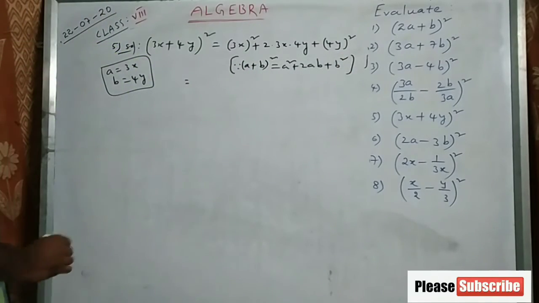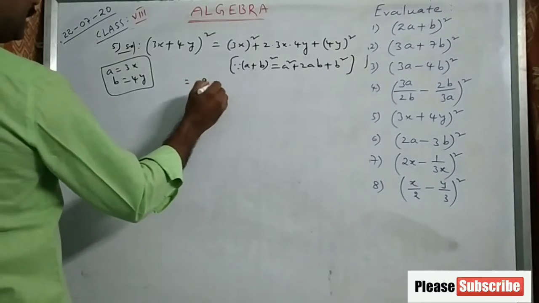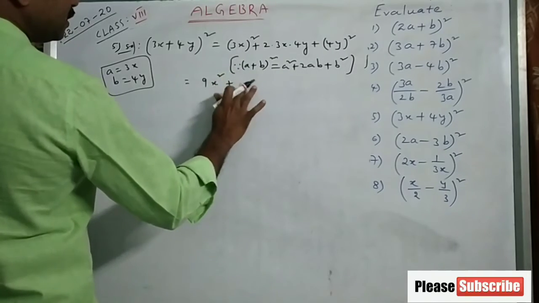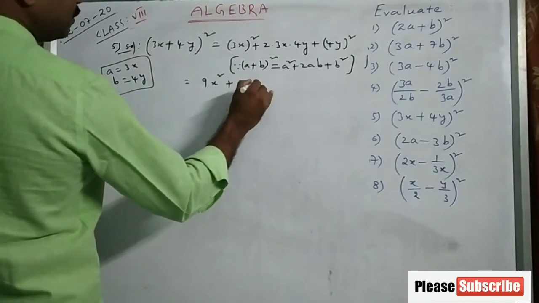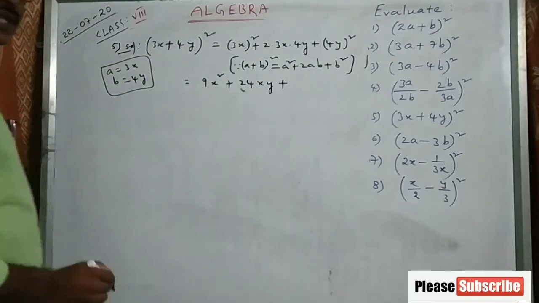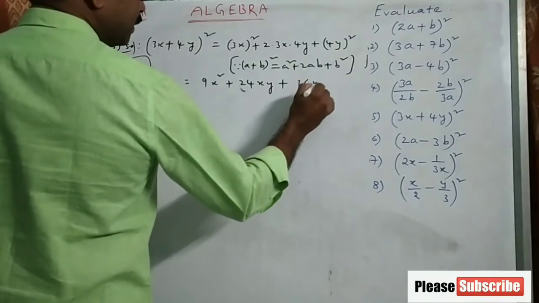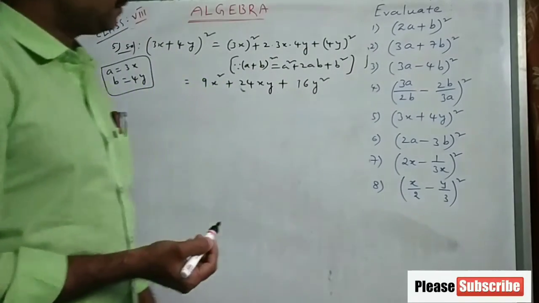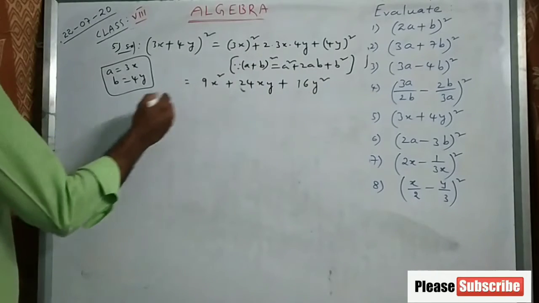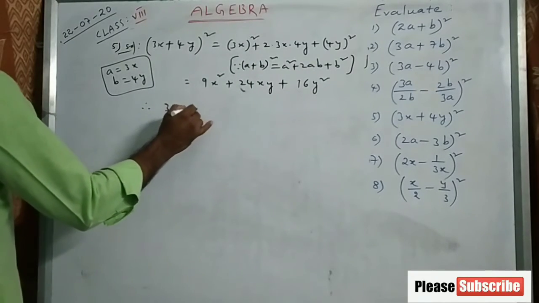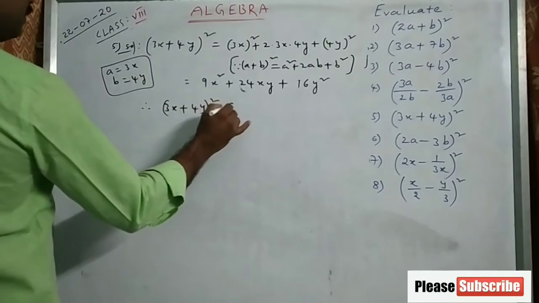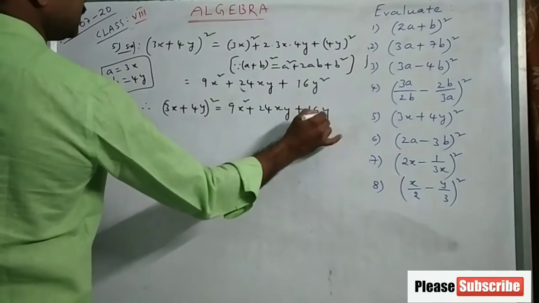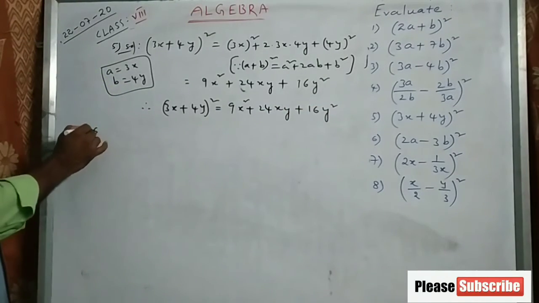So what is the 3x whole square? 3 3s are 9, x into x, x square, plus 2 3s are 6, 6 4s are 24xy. 4 4s are 16 y square, right? 4y whole square means 4y into 4y. 4 4s are 16, y into y, y square. Therefore, 3x plus 4y whole square equal to 9x square plus 24xy plus 16y square. Sixth one.